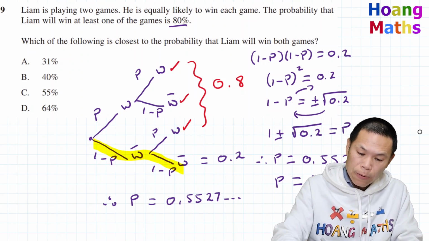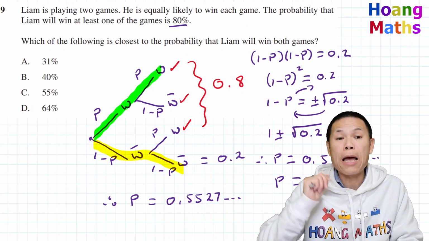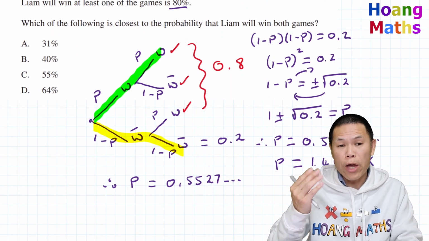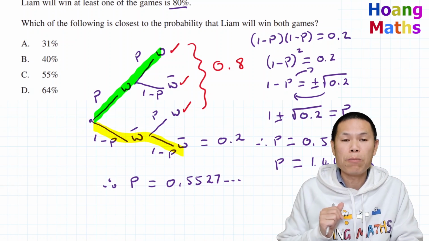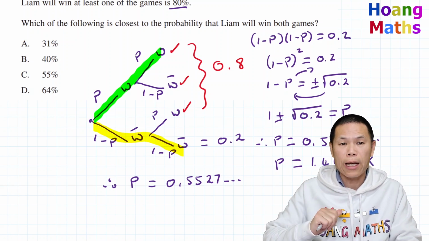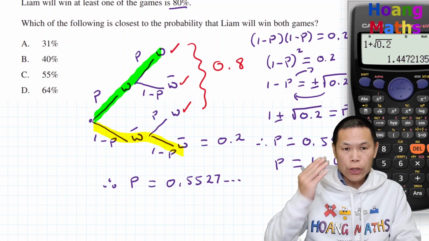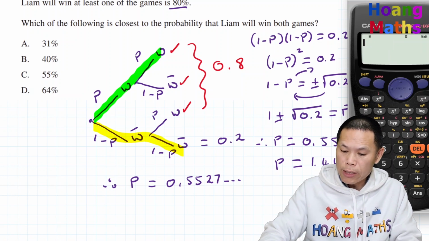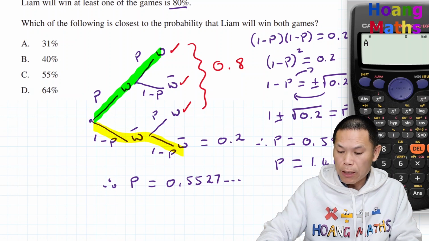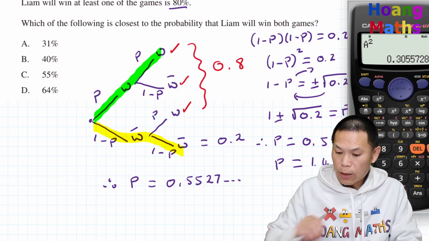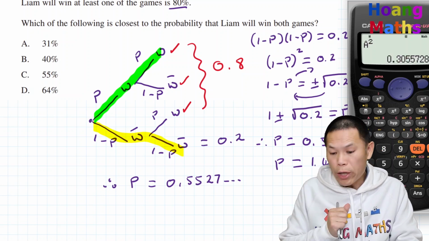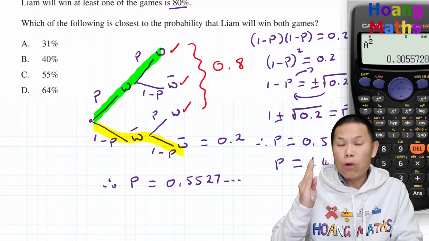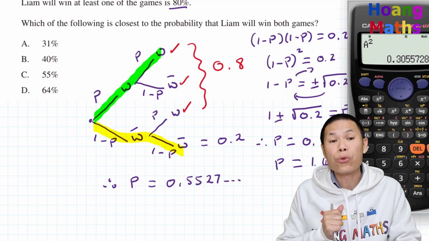So that means this branch here. So P times P. So that is P squared. So therefore, to find P squared, I already stored that in memory I. So let me just put that on a calculator. I just go 0.5527 squared. So that is alpha I. That is P. So I square it. So there you go. 0.3055 and so on. So the closest answer is 0.31.